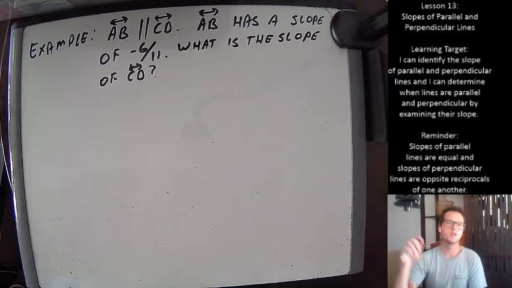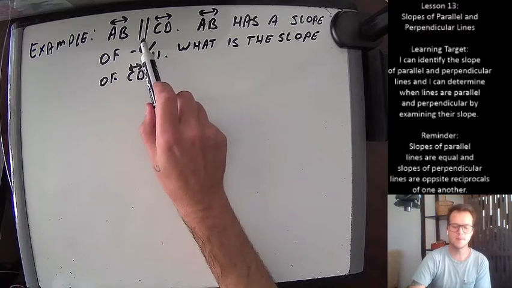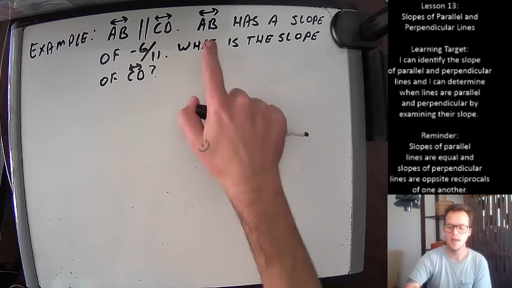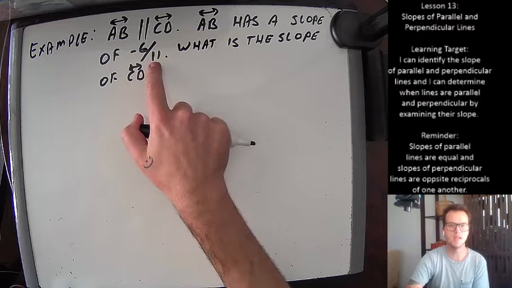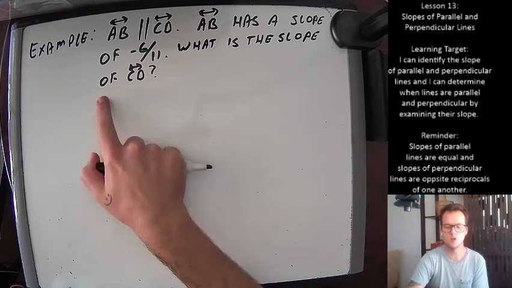Okay, let's do an example. We have this line AB, and it's parallel to line CD. We're given that AB has a slope of -6/11. And the question is, what is the slope of CD?